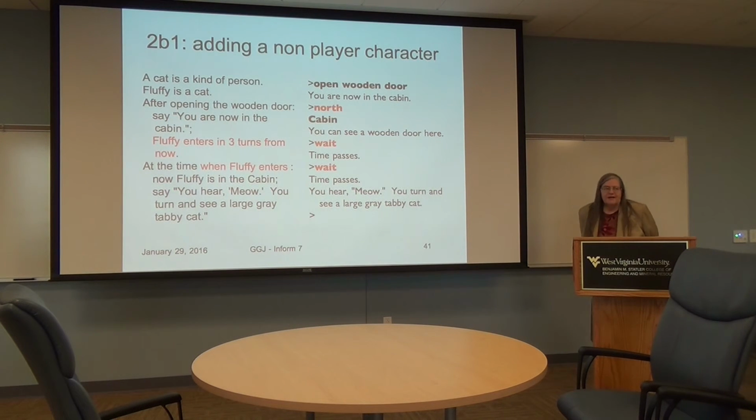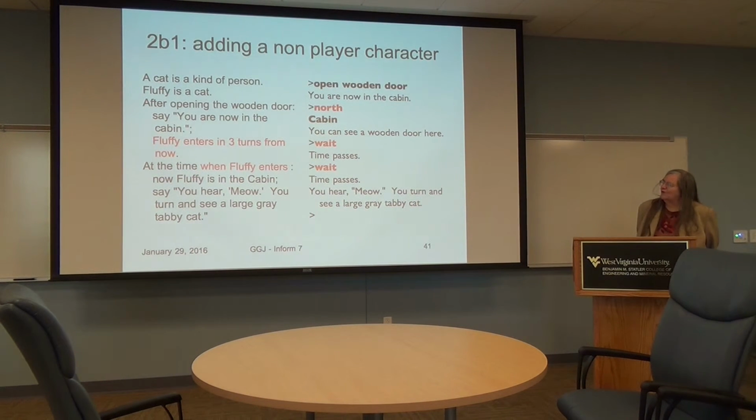Some more code. I'd like to add a non-player character. I like non-player characters. A cat is a kind of person. That seems weird. There's a category called animal, but I usually make my animal characters people because they have more fun attributes to play with. So I've got a cat as a kind of person. Fluffy is a cat. That was my very first cat when I was 6 years old. A gray tabby.